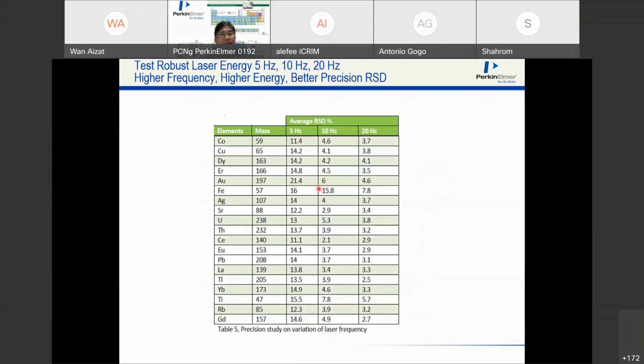Okay, at the same time, also testing on the different energy: 5, 10, 20 Hertz. Look at the ISD. In fact, as the energy increases, the ISD is getting better. So it means that higher energy gives good precision and stability, because it's higher energy to ablate the fuse bit sample for rare earth element.